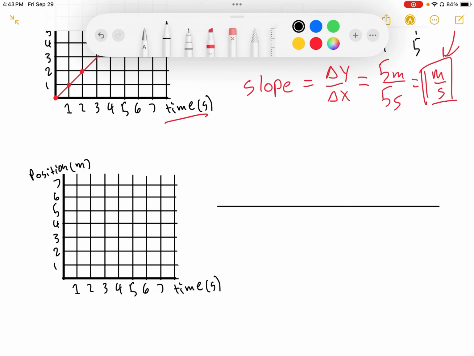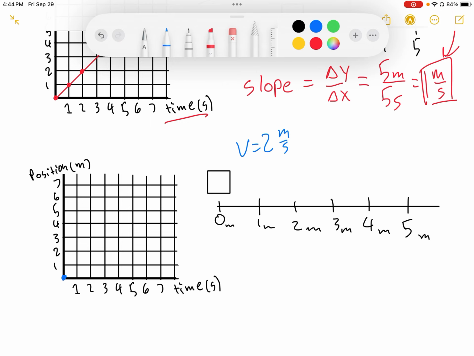If we're going 2 meters per second, this is 0, 1, 2, 3, 4, 5 meters, right? These are all in meters. Let's track it. At a time of 0 seconds, we're at 0 meters. That makes sense. I'm moving 2 meters per second, right? So let's do that point. And then V is 2 meters per second.